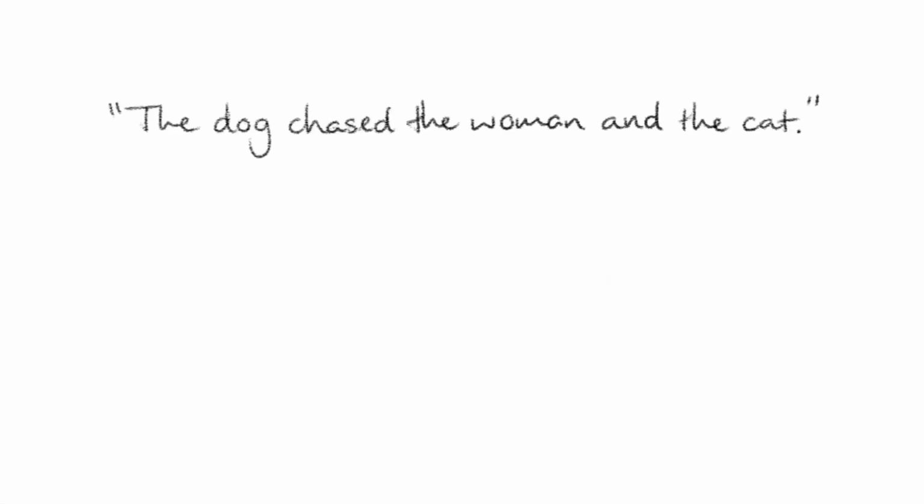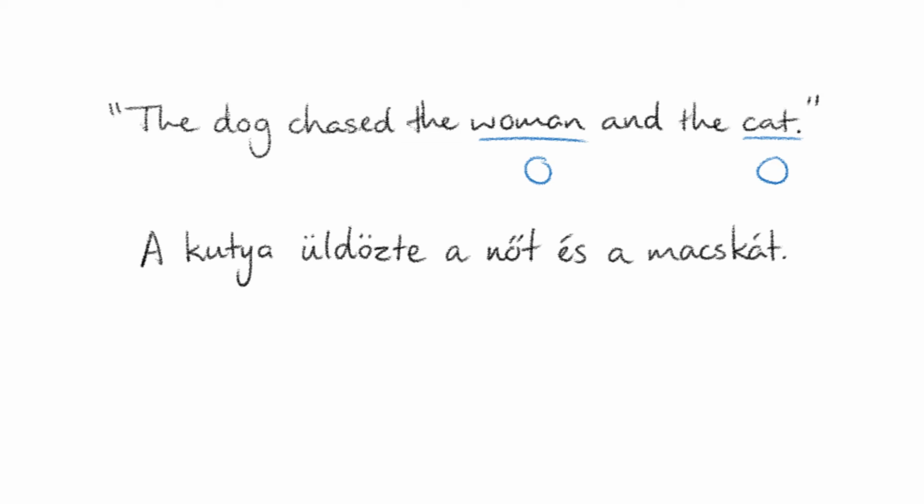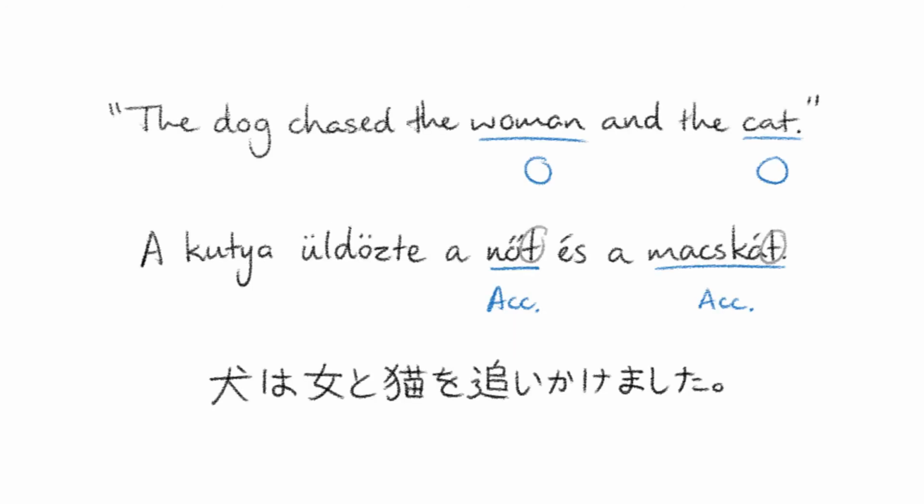Just to illustrate the slight difference between the two, in the sentence "the dog chased the woman and the cat," the words woman and cat are both the object of the sentence. In Hungarian, this sentence would be "Agutya ildezde a nőt és a macskát," where nő and macska would both decline for the accusative case and each have their own ending. Comparing this with the Japanese translation of the sentence, "Inu wa onna to neko o oikakemashita," onna and neko are both still the object, but they are instead put together into the same noun phrase, which is then modified by o to convey the same information.